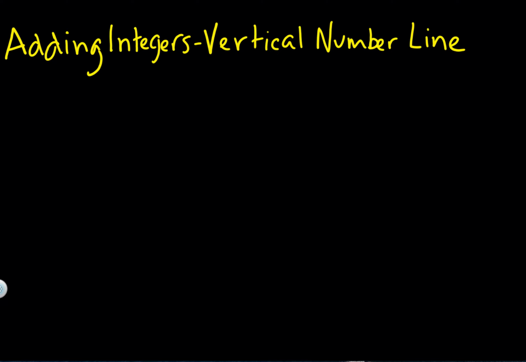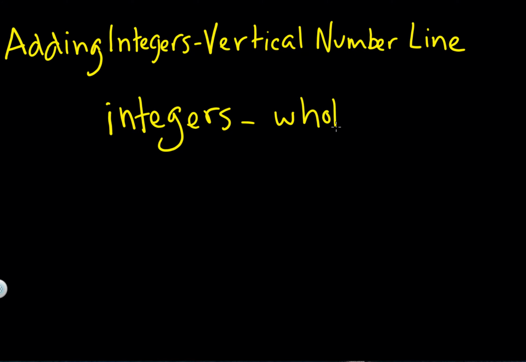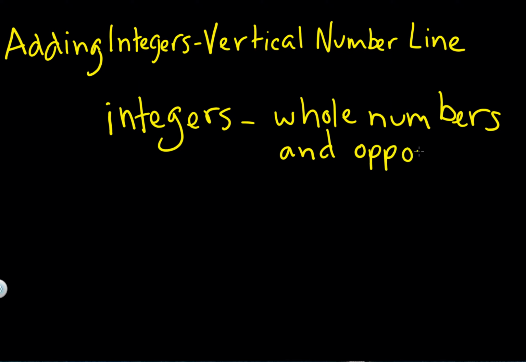Hi, in this video we are going to review adding integers using a vertical number line. So quick review, when we talk about integers, we can define the set of integers as whole numbers and their opposites. What that means is it's basically our number line numbers.